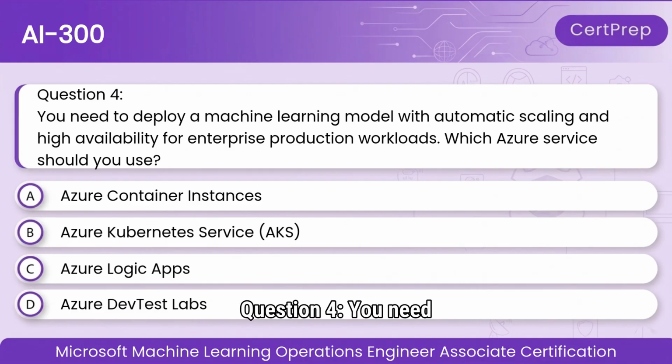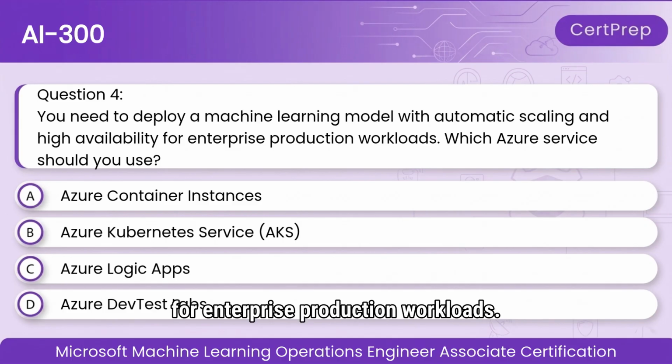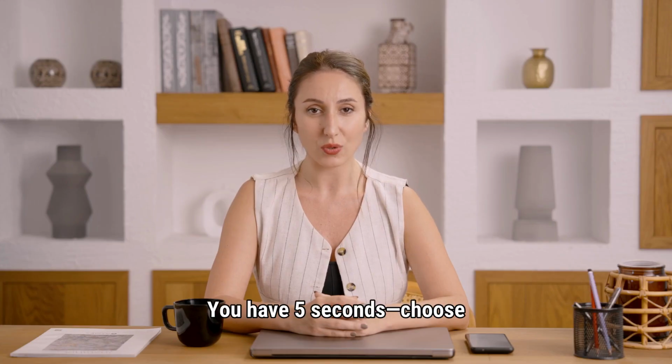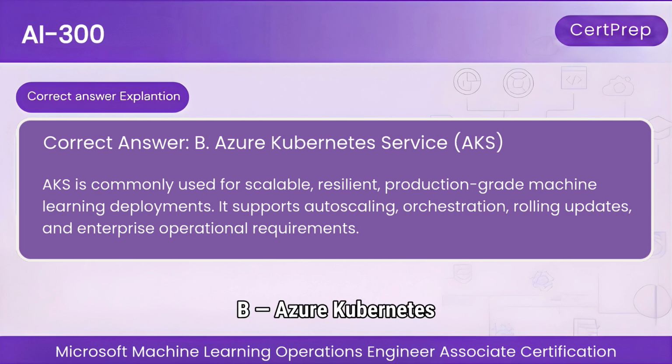Question 4. You need to deploy a machine learning model with automatic scaling and high availability for enterprise production workloads. Which Azure service should you use? A. Azure Container Instances. B. Azure Kubernetes Service (AKS). C. Azure Logic Apps. D. Azure Dev Test Labs. You have 5 seconds. Choose the correct answer. The correct answer is B.